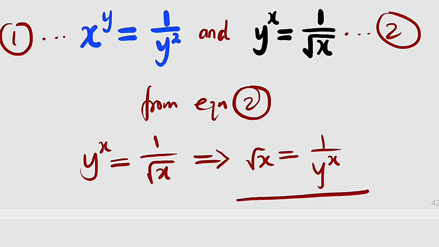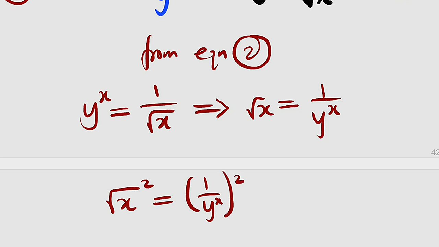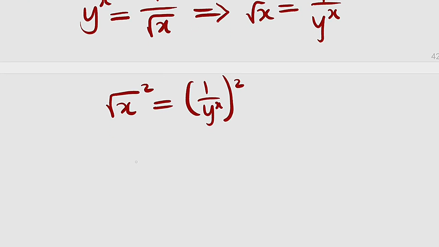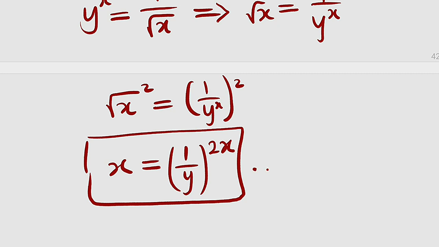From here, we can square both sides in order to find x. So we square the left-hand side and also the right-hand side. If you square the left-hand side, you'll be left with only x. And if you square the right-hand side, remember that you can take out this x from here. So you have 1 divided by y to the power of 2x. This is an important equation. We are coming back to that. Let's call this equation number 3. Remember, we used equation 2 to form this equation 3.